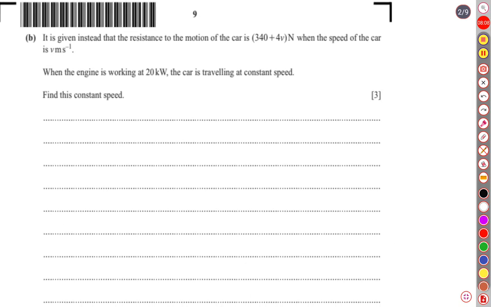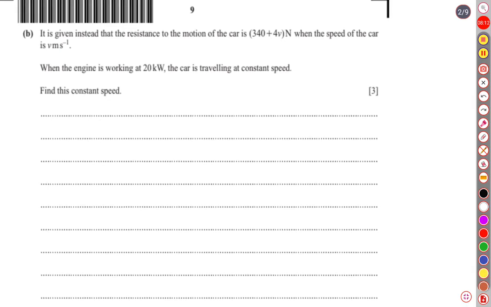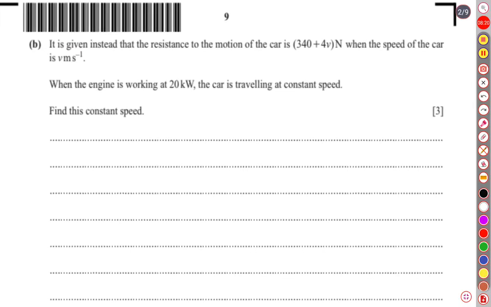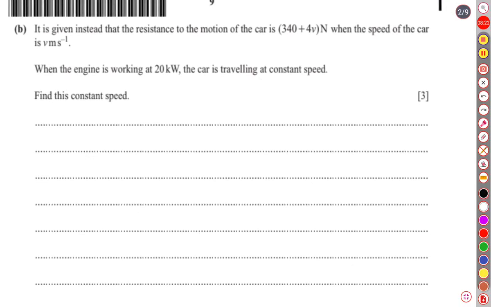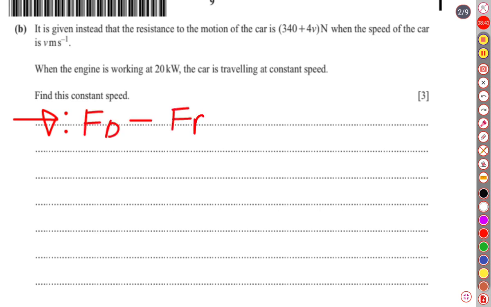it is given instead that the resistance to motion of the car is 340 plus 4v Newton when the speed of the car is v meter per second. When the engine is working at 20 kilowatt, the car is traveling at a constant speed. So we are going to find the constant speed. We are going to apply the same concept, and the direction of the car is still the same, that means horizontal, straight to the horizon. Then our concept is driving force minus resistance force is equal to mass into acceleration.